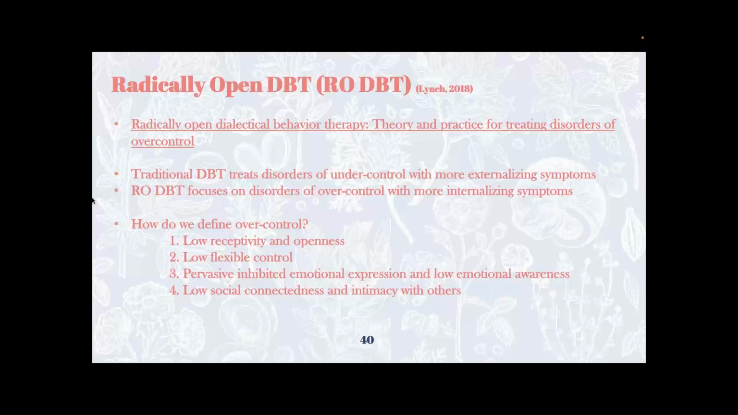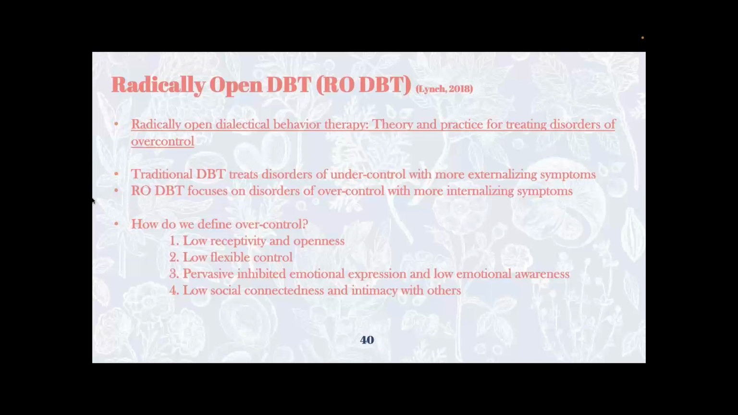Low flexible control, pervasive inhibited emotional expression and low emotional awareness. So again, I've got to have everything together. I've got to have everything tight. I've got to present a certain way to the world. I can't let them see my pain. I can't let them see that I'm having a hard time. Which also means low social connectedness and intimacy with others. Like if you are trying so hard to hide that you're in pain all the time from people, why would you want to be around people if you had to work so hard to hide it?